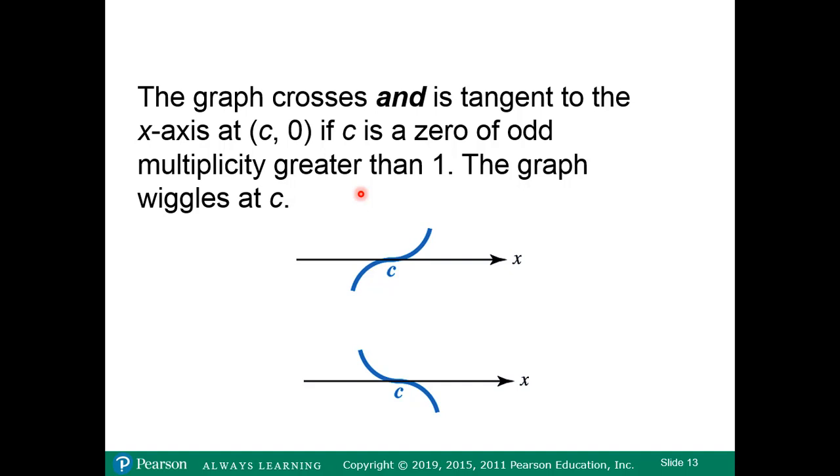So the graph crosses and is tangent to the x-axis if c is a 0 of odd multiplicity greater than 1. Again, this is a nuance that doesn't really matter, but the bottom line is it crosses. As the odd degrees get higher, it gets flatter. So it'll still cross at c, but it starts to flatten more and more at c. That's really all that's going on.